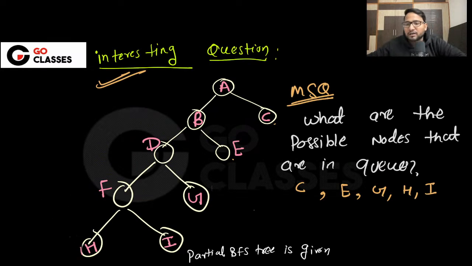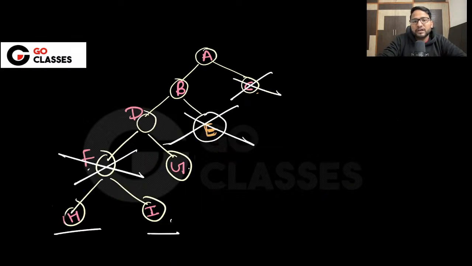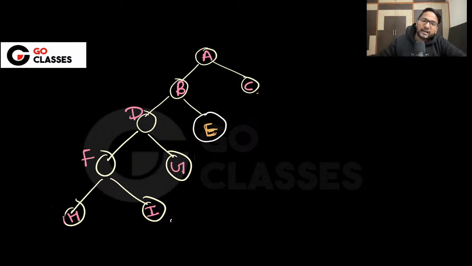So now you know the answer. What is the answer here? G, H and I. So this is the answer, right? Answer is G, H and I. Understood? Great. So now you know the relation between this tree and the Q.